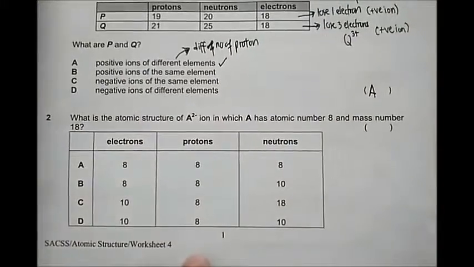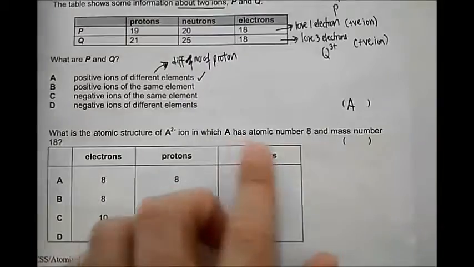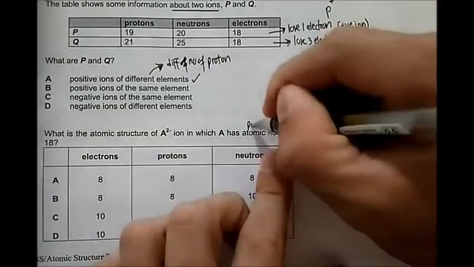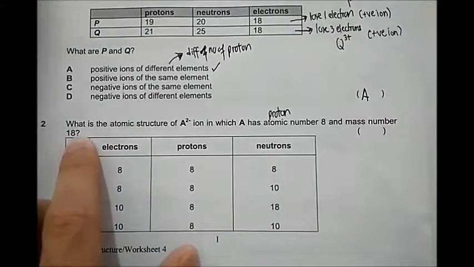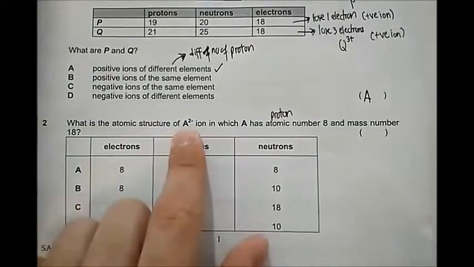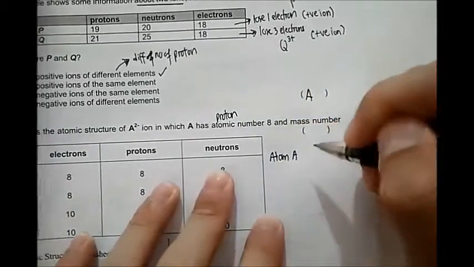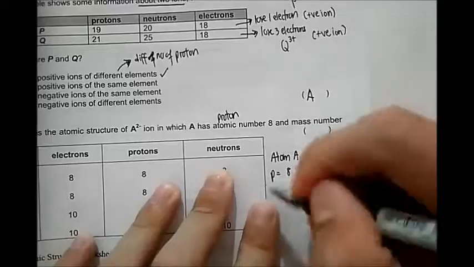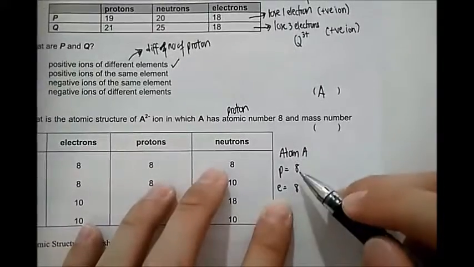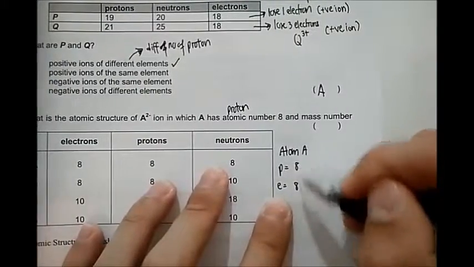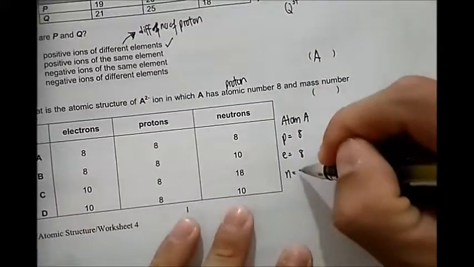Okay, moving on to question number 2. What is the atomic structure of an A 2- ion in which A has an atomic number of 8 and mass number of 18? Another word for atomic number is proton number. They want us to find the atomic structure. First of all, if atom A has a proton number of 8, the number of electrons is also 8. Remember, electrons and protons of atoms are the same. Neutrons are 18 minus 8, we get 10.